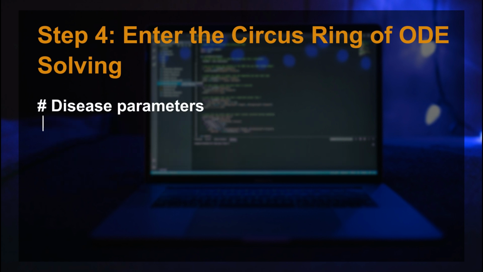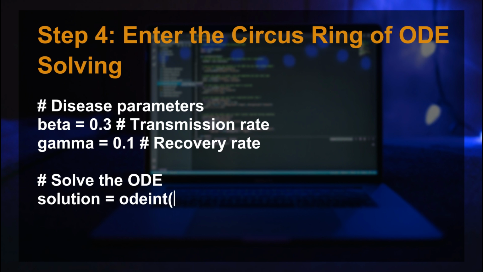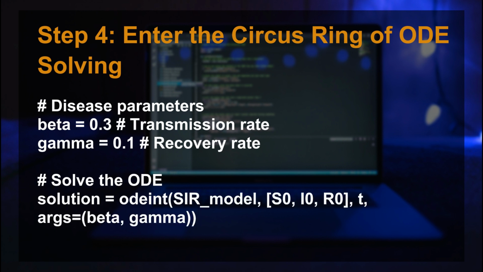After this, we are going to give the disease parameters. We are giving beta equal to 0.3, the transmission rate, and gamma equal to 0.1, the recovery rate. 0.3 was the transmission rate, 0.1 was the recovery rate.